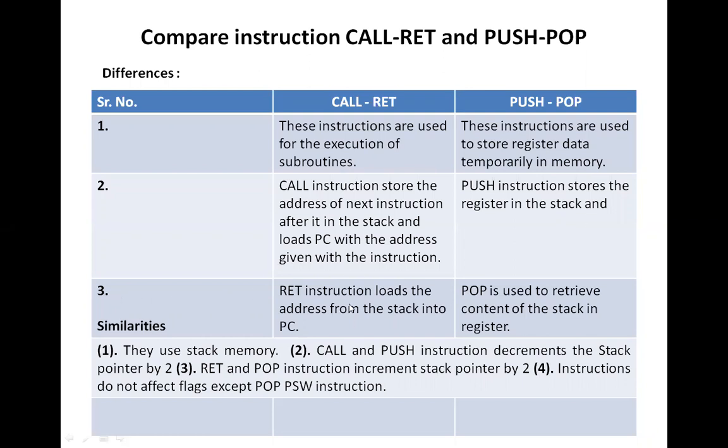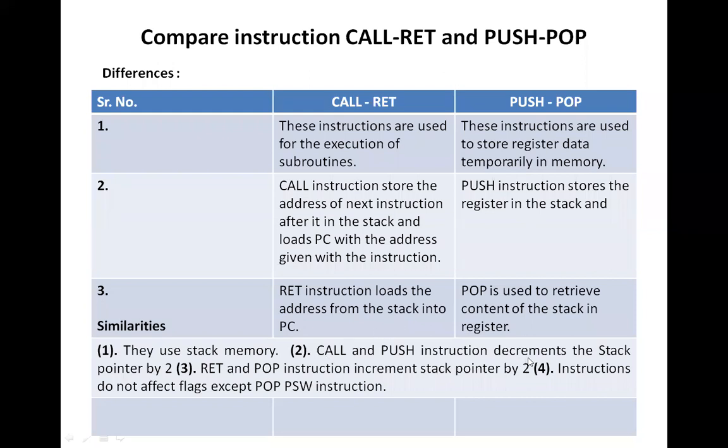Third, the return instruction is going to load the address which is placed in the stack back to the program counter, and the pop instruction is used to retrieve the content of the stack back to the register. So this is the difference between these instructions, but they have similarities also. The first similarity is they use stack memory. In call and return, they use the stack to store the program counter content. In push and pop, they use it to store the content of the register pair.